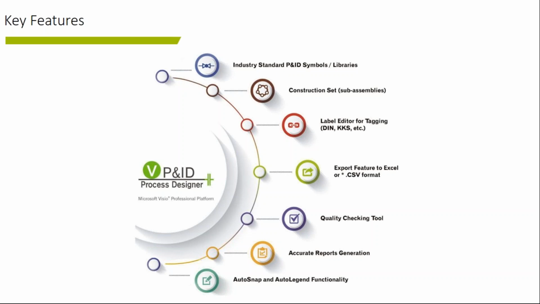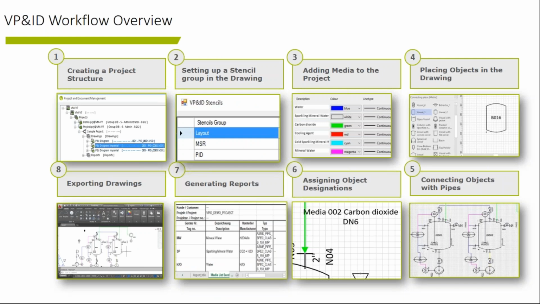So here's what a typical workflow may look like when working with the Visio P90 Process Designer. First, you will start off by creating the project structure, then use default stencil groups, which are available for you, and then follow that by adding the media and the services and placing the objects into the drawing. Once that is completed, connect the objects with pipes. Then assign all the objects with designations. And once completed, get your deliverables, such as reports and drawings, in a PDF or DWG format.